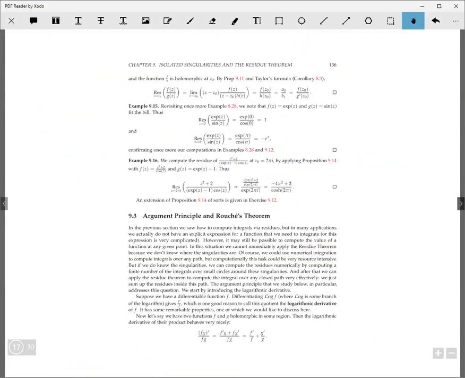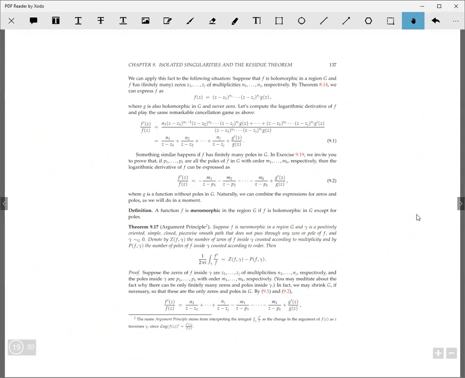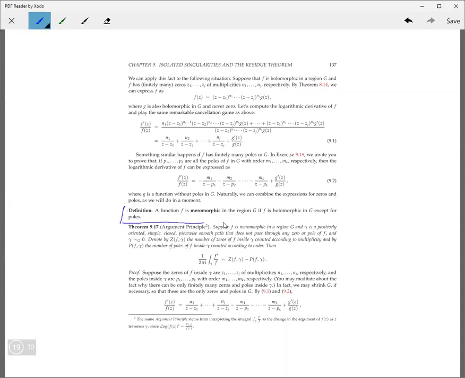Okay, so the next section is the argument principle and Rouché's theorem. And today we'll end it with this definition right here, which is meromorphic. So it sounds kind of like holomorphic. I mean, I guess maybe you might consider that it rhymes. Okay, so meromorphic means it's holomorphic except for poles. Okay, that's the definition of meromorphic.